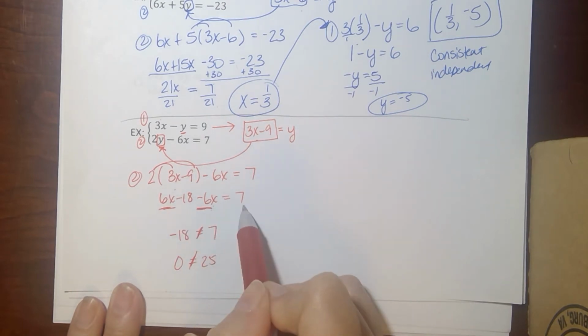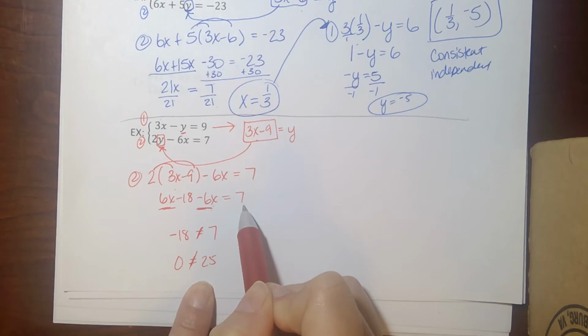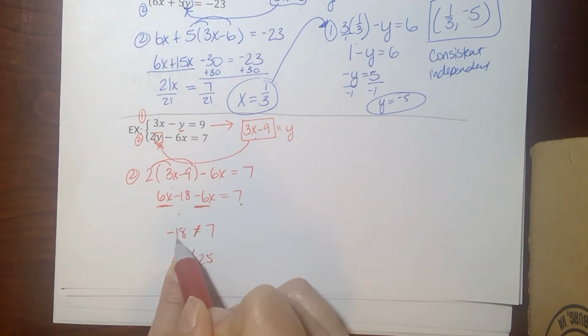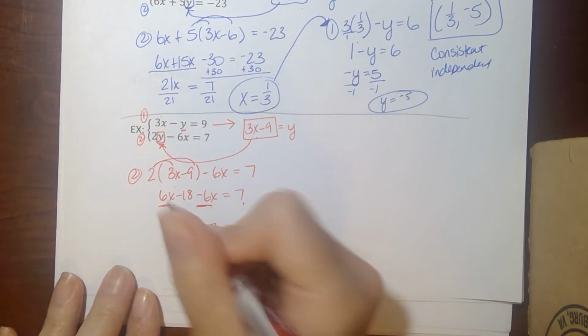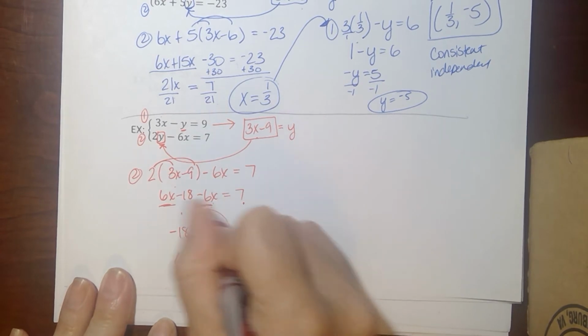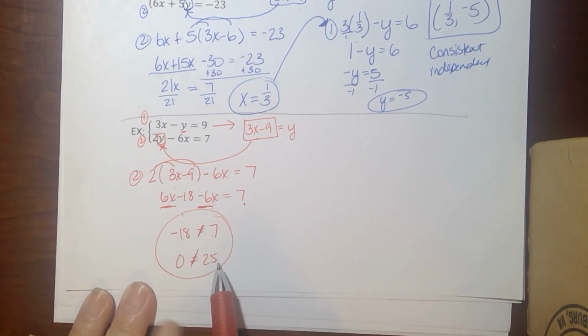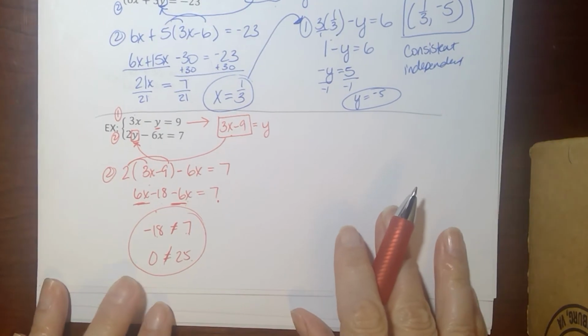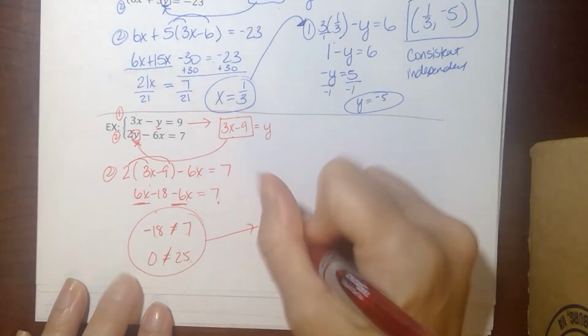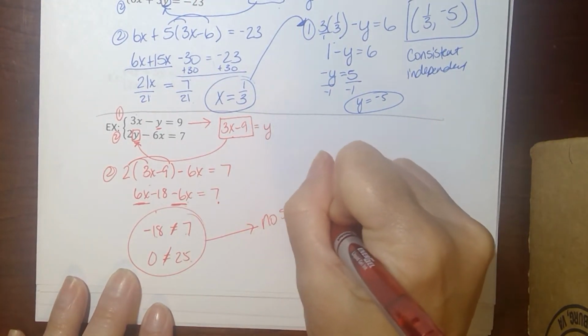So if I moved my 18 over, I ended up with 0 equals 25. If I left it, I have negative 18 equals 7. Either way, these are not true statements. When I get something here that is not true, as long as I haven't made a mistake, this tells me that I have no solution.